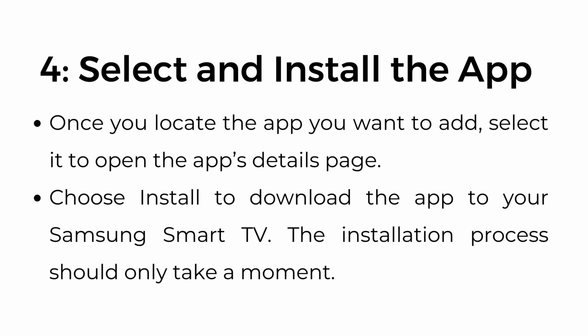Step number 4. Select and install the app. Once you locate the app you want to add, select it to open the app's details page. Choose Install to download the app to your Samsung Smart TV. The installation process should only take a moment.